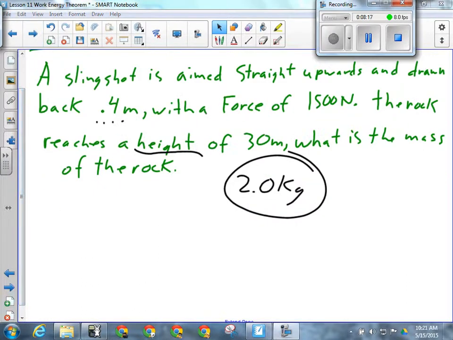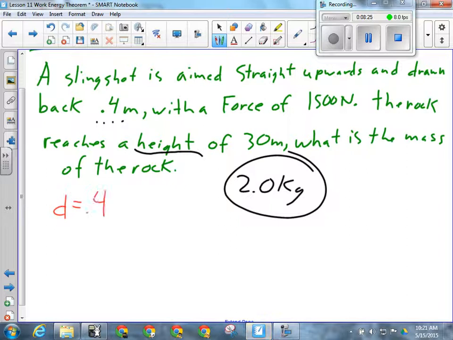All right, let's give this one a try then. So I've got a slingshot aimed straight upwards, drawn back 0.4 meters. So there's my distance, 0.4 meters, with a force of 1,500 newtons. So we've got force and distance. We know there's work going on, and work is going to mean that there's a change in energy.